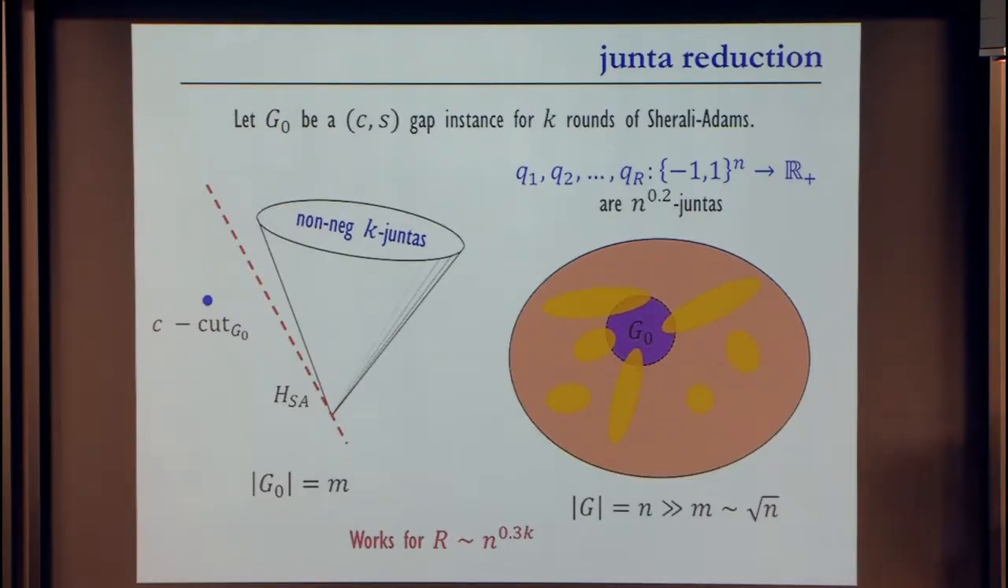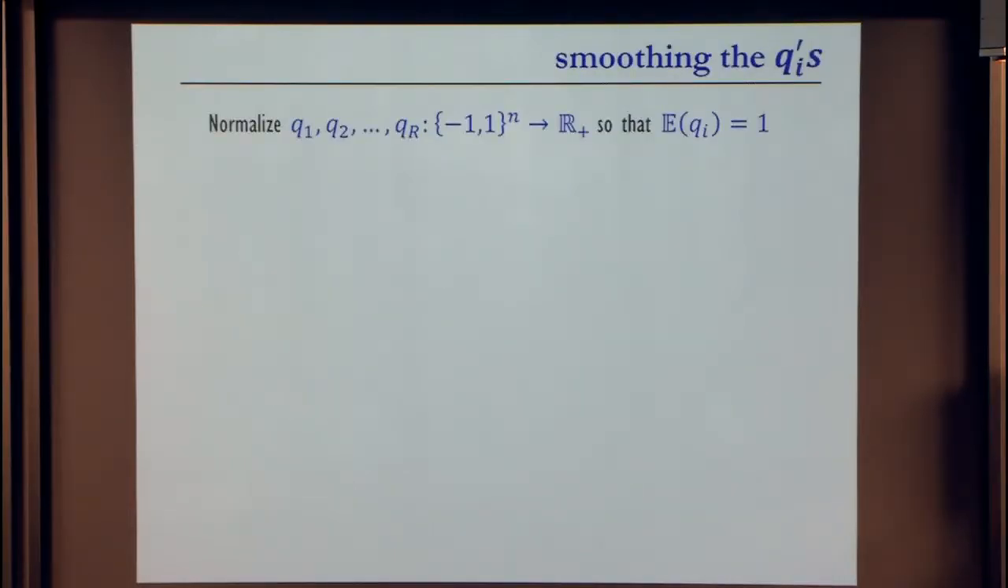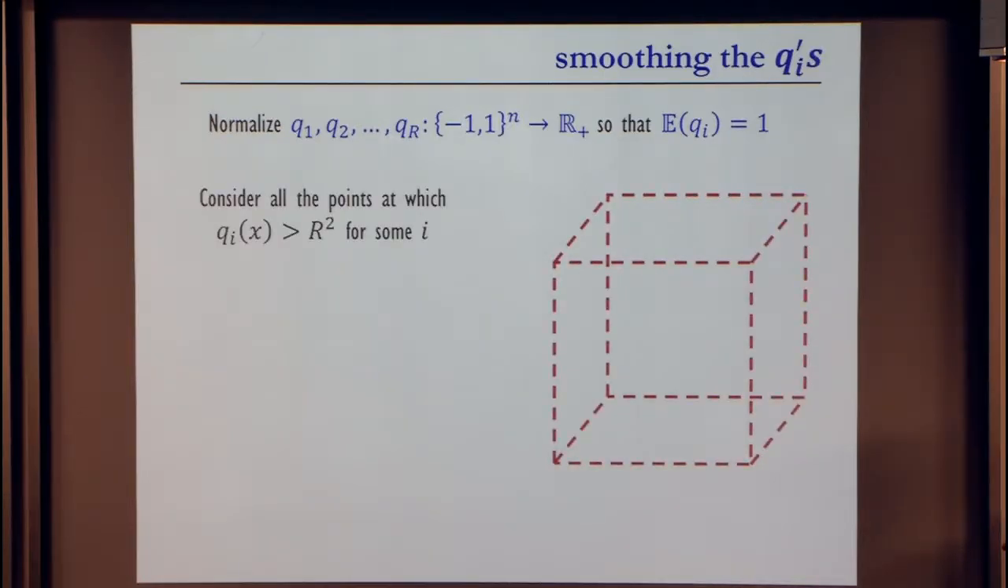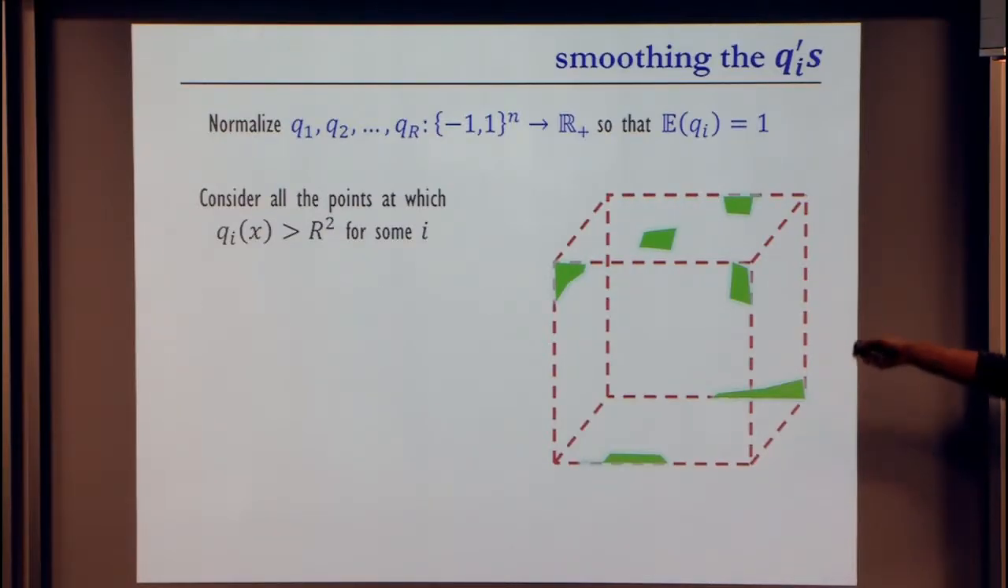Okay, so now how do we reduce to the case of n to the 0.2 juntas? The first thing we do is smooth out the functions. This is the hypercube, and think about all the points x in the hypercube at which one of these functions is big, say at least r squared. These are all the bad parts of the hypercube, by Markov's inequality.